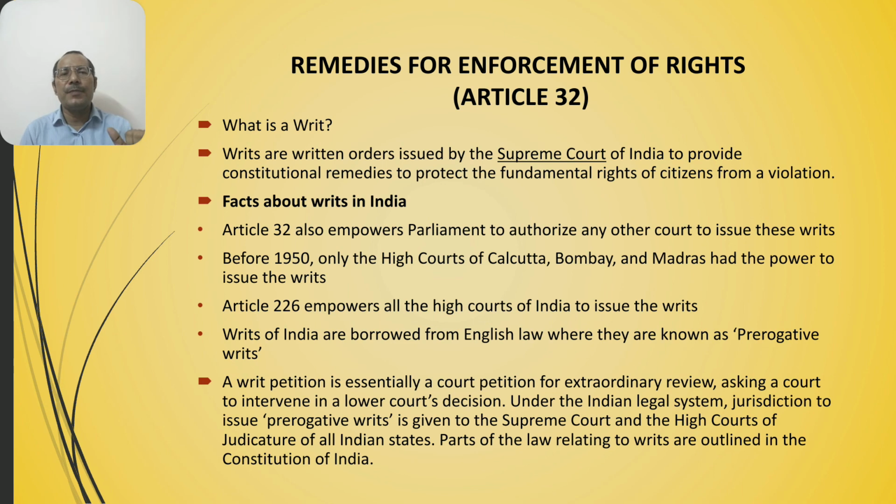Before 1950, only three places had the power to issue these writs: the Calcutta, Bombay, and Madras High Courts. But with the help of Article 226, all the high courts of different states were given this power, so that they can issue writs to the people or to the police authority for certain things. Now, these writs can be issued in different forms.